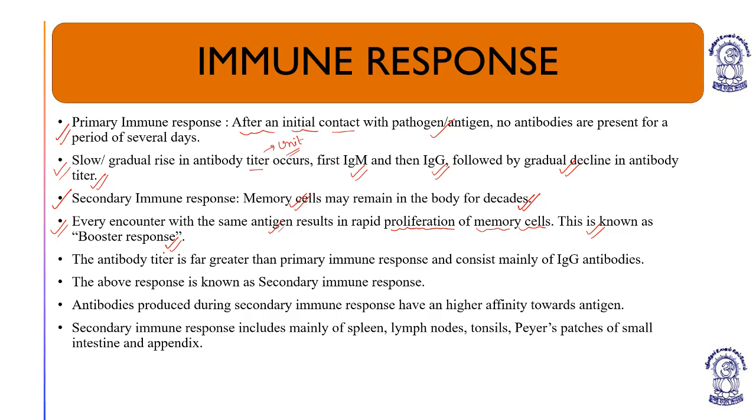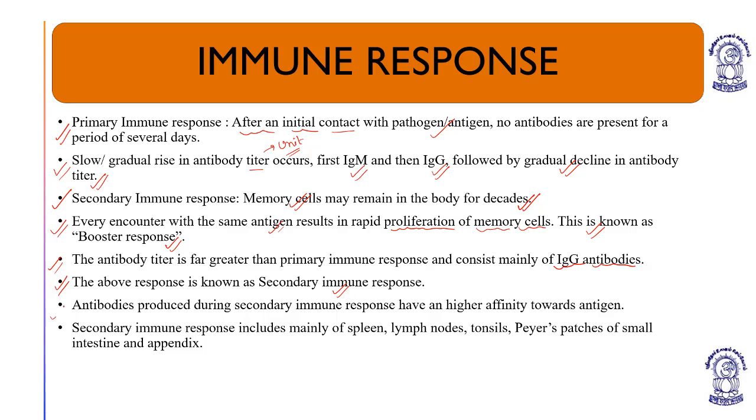This is known as what? Booster response. The antibody concentration titer is far greater than in the primary immune response. In the secondary immune response, the amount of antibodies formed, their concentration and their specificity to fight against a particular antigen, is much more in comparison to the primary immune response. The secondary immune response is mainly aided by IgG antibodies. So the primary immune response was first started by IgM, then followed by IgG, and the secondary immune response is mainly IgG. This is known as the secondary immune response or the anamnestic response.